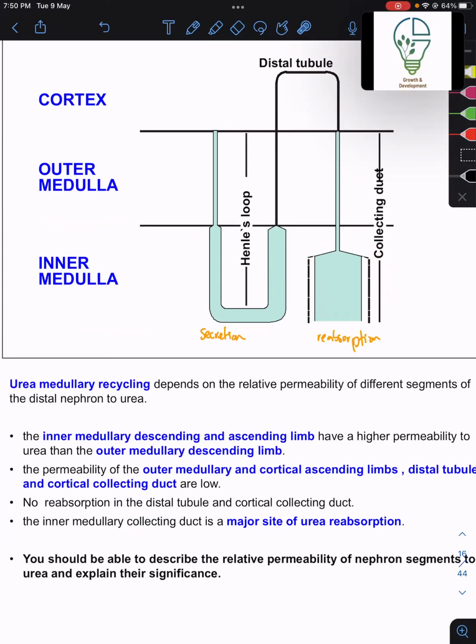So that's just the last thing I want to talk about. We talked about how all of these segments at the bottom are permeable to urea, right? But the other thing I want you to know is the difference between these two. The ascending and descending limb are responsible for secretion. That means the urea is going from blood into the tubular fluid. The collecting duct is also permeable to urea, but this time it's the opposite, it's reabsorption. So it's going from the tubular fluid back into the bloodstream. So the ascending and descending limb do secretion, and the collecting duct does reabsorption of urea.